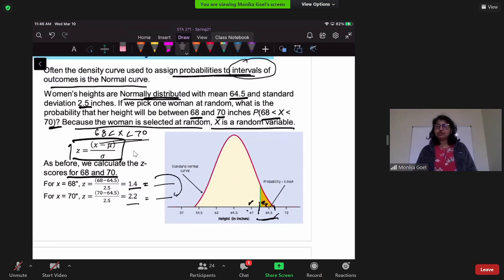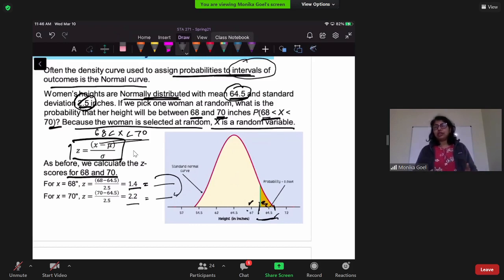Or you can use your calculator to find your minimum is 68, your maximum is 70. You have your mean, you have your standard deviation, and you can just use your calculator, do normal CDF. You have all these 4 values, plug it, and you get the answer. Exactly same what we have done before.